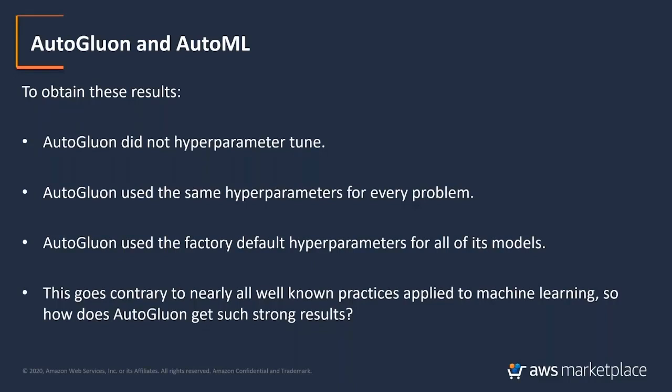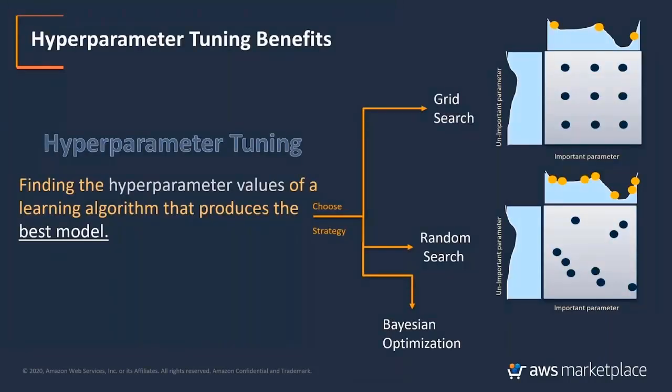This goes completely contrary to nearly all well-known practices applied to machine learning. I mean, when you take your introductory machine learning courses, or even all the way through your master's degree, you're generally taught that hyperparameter tuning is very important. There are various ways of doing hyperparameter tuning, but the fact of the matter is we found a way to avoid all of that, which I'll be sharing. So let's first talk about the benefits typically gained from hyperparameter tuning.